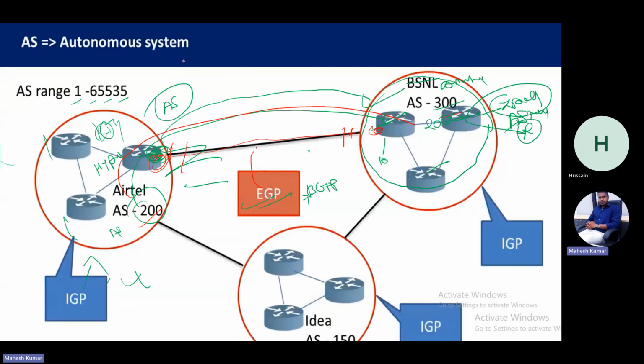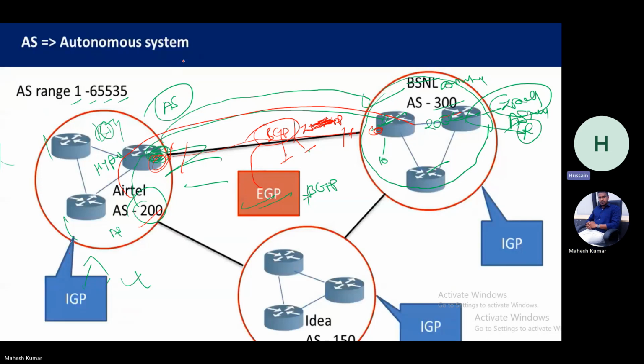You need to configure EGP, where you can configure BGP, the border gateway routing protocol, or you can configure IS-IS, that is intermediate system to intermediate system. But generally ISPs never use IS-IS, so you can consider BGP only. And BGP also has two types, which we will discuss in the BGP concept: interior and exterior BGP. So, by using BGP, we can establish communication between two different AS numbers.